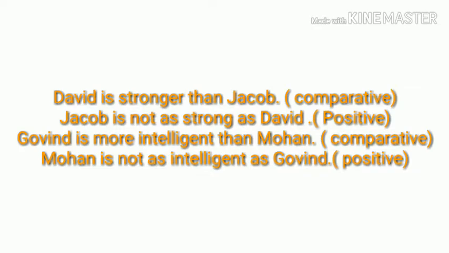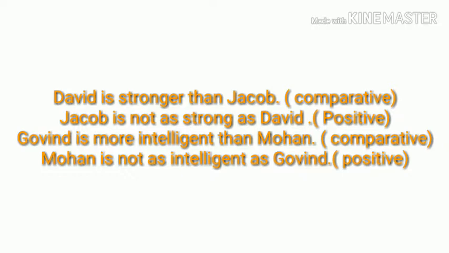Let us see the sentences given here. David is stronger than Jacob. We know when the adjective is followed by than, then the sentence is said to be comparative degree. Here the comparison is between two persons, so we have only two degrees of comparison. Those are comparative and positive degrees. So how can you change it? Jacob is not as strong as David. Since the word strong is a monosyllabic word, just by adding er, we get the comparative adjective.